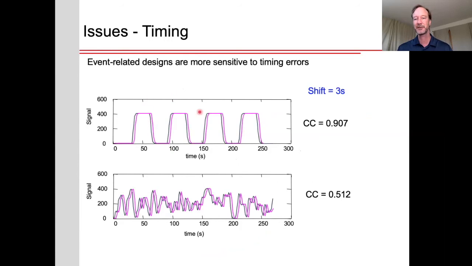So for example, here, if I have a block design run, and if I shift the ideal response by 3 seconds, we still have a very high correlation coefficient of 0.9. However, an event-related design would be reduced from a perfect correlation down to 0.5. So just a word of caution to really be careful about the timings and inputting these correctly.